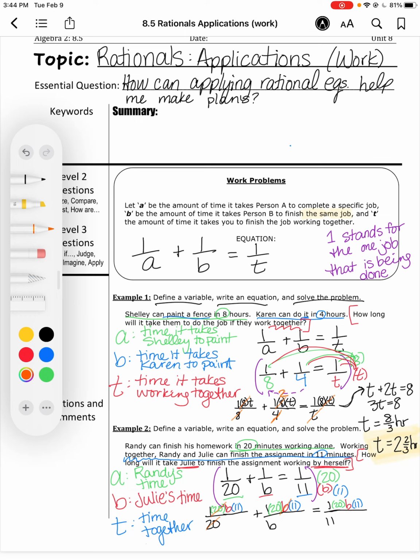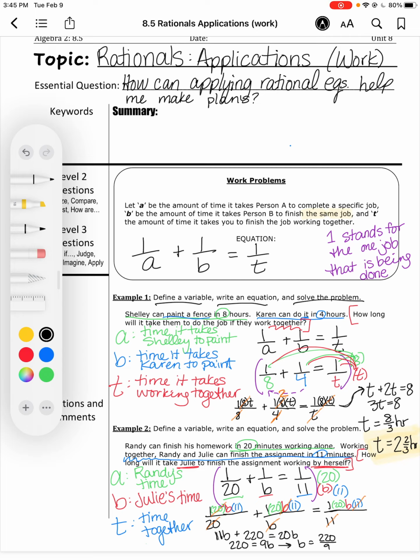Okay, 20s cancel, here the b's cancel, and here the 11s cancel. So we're left with 11b. Oops, let's switch back to our bold colors. Plus 20 times 11. 11 times 2 is 22, plus 10 is 220. Equals 20b. So I have 220 equals 9b. So that's b equals 220 over 9.